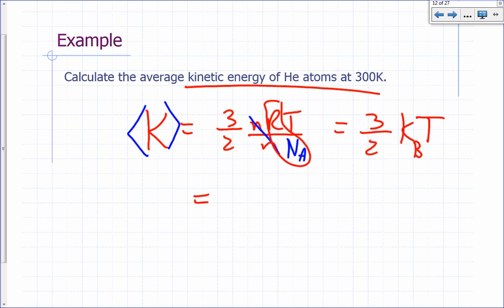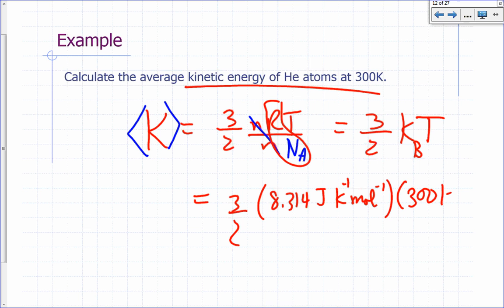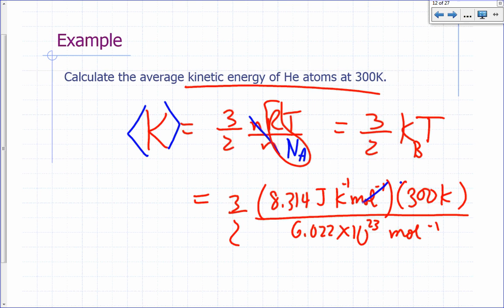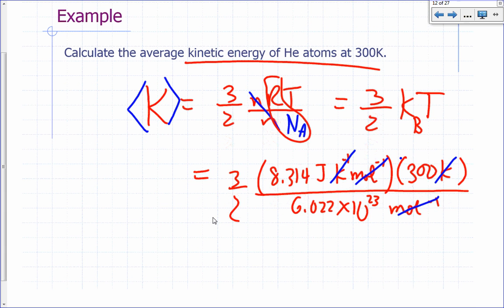So let's plug in the numbers. 3/2 times R, which is 8.314 joules per Kelvin per mole, times the temperature of 300 Kelvin. Let's just treat that as exact. And Avogadro's number is 6.022 times 10 to the 23rd per mole, atoms per mole. So per mole cancels out, Kelvin cancels out. That gives you the answer in joules. So how much would that be?